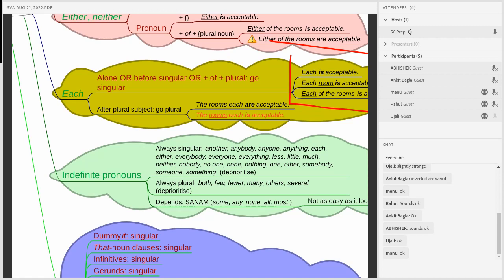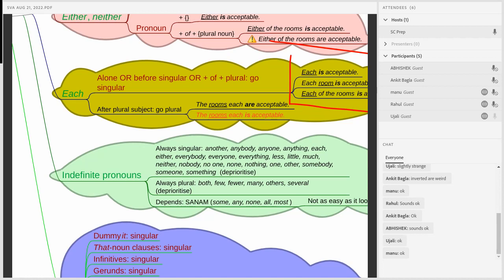So, I mean, it goes without saying that each cannot come after a singular subject. So, I could never say something like the room each is acceptable. The room each is acceptable, right? So, that's the first thing. Each cannot be used after a singular subject, but each can be used after a plural subject. And when that happens, the verb is plural.